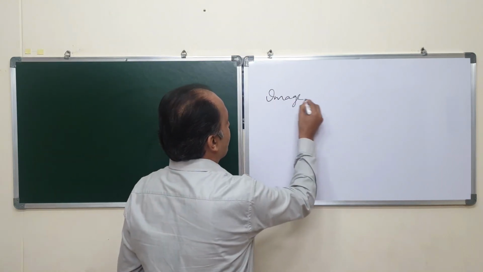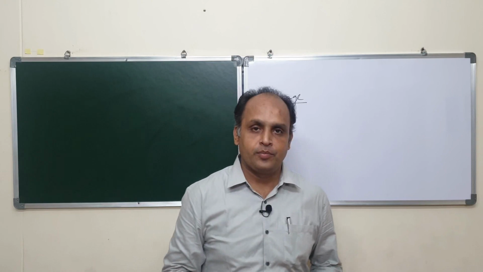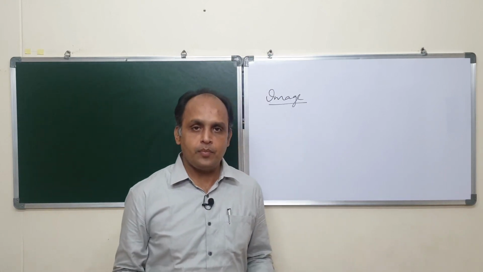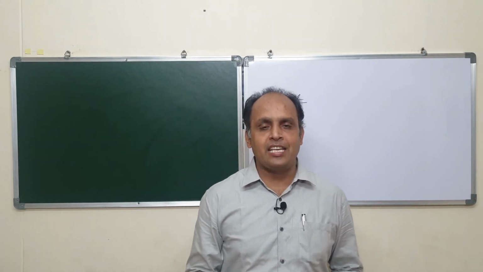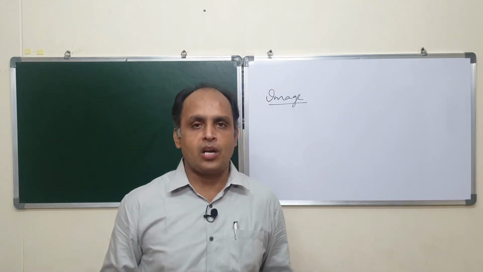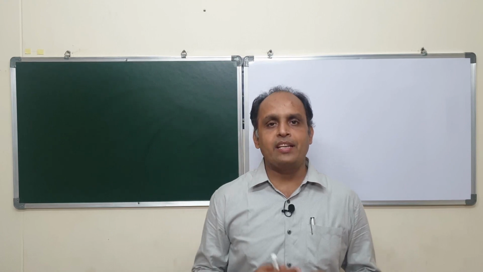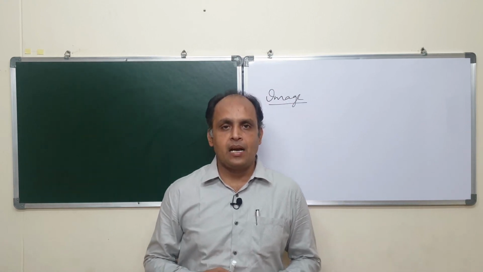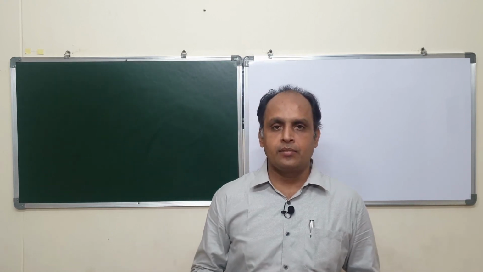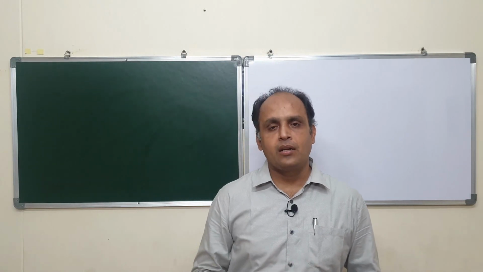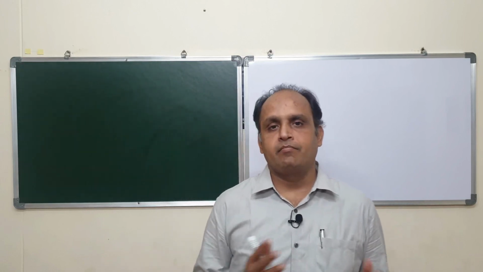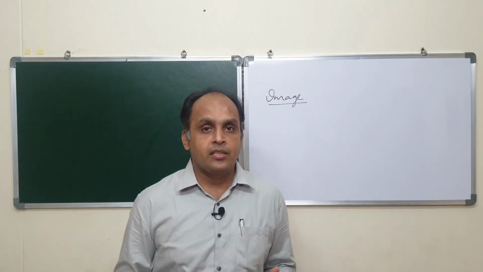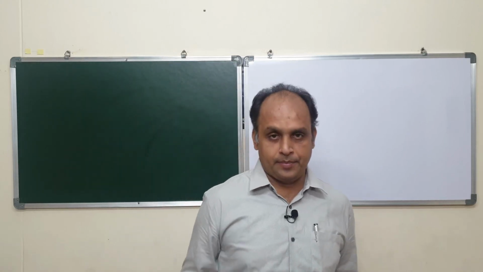So what we need to know is, what is image? So image is nothing but it is a point or set of points where the rays of light after reflection either actually meet or appear to diverge from it. If I say this, you may not understand that. Let me show it to you in the form of a diagram.